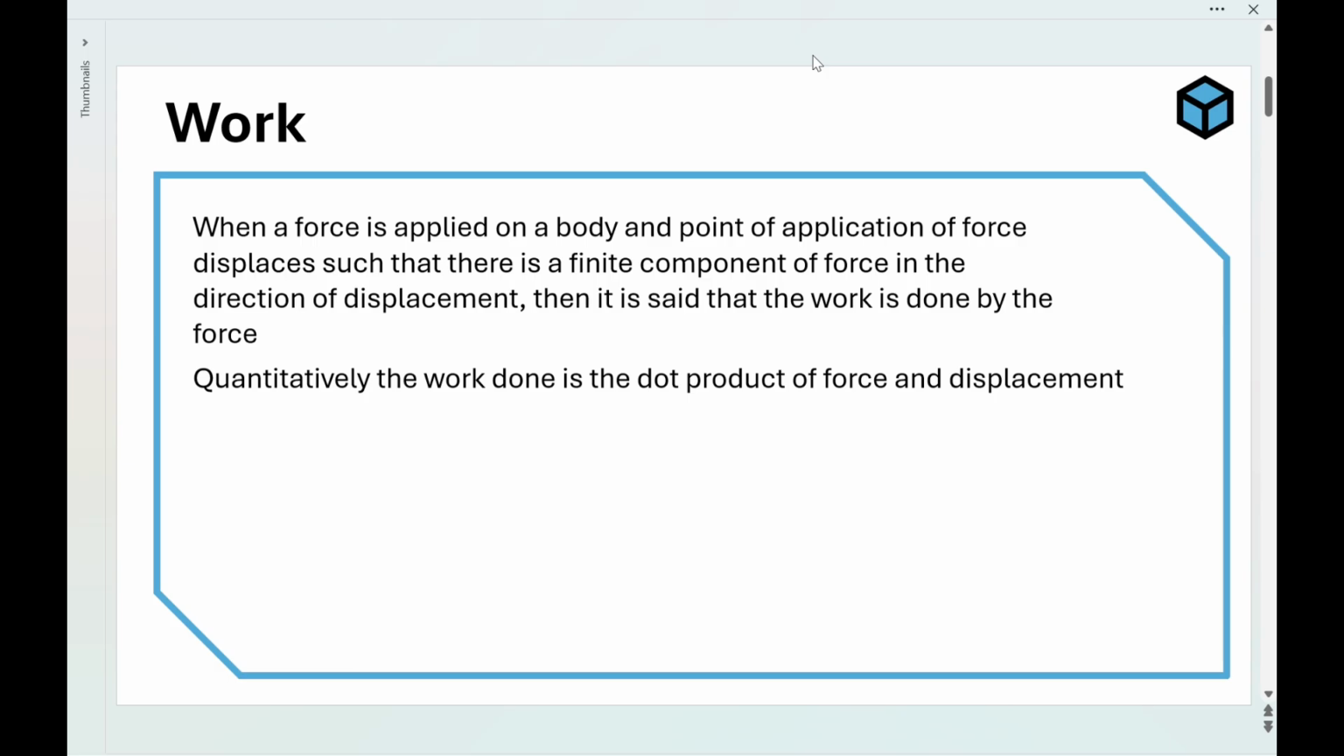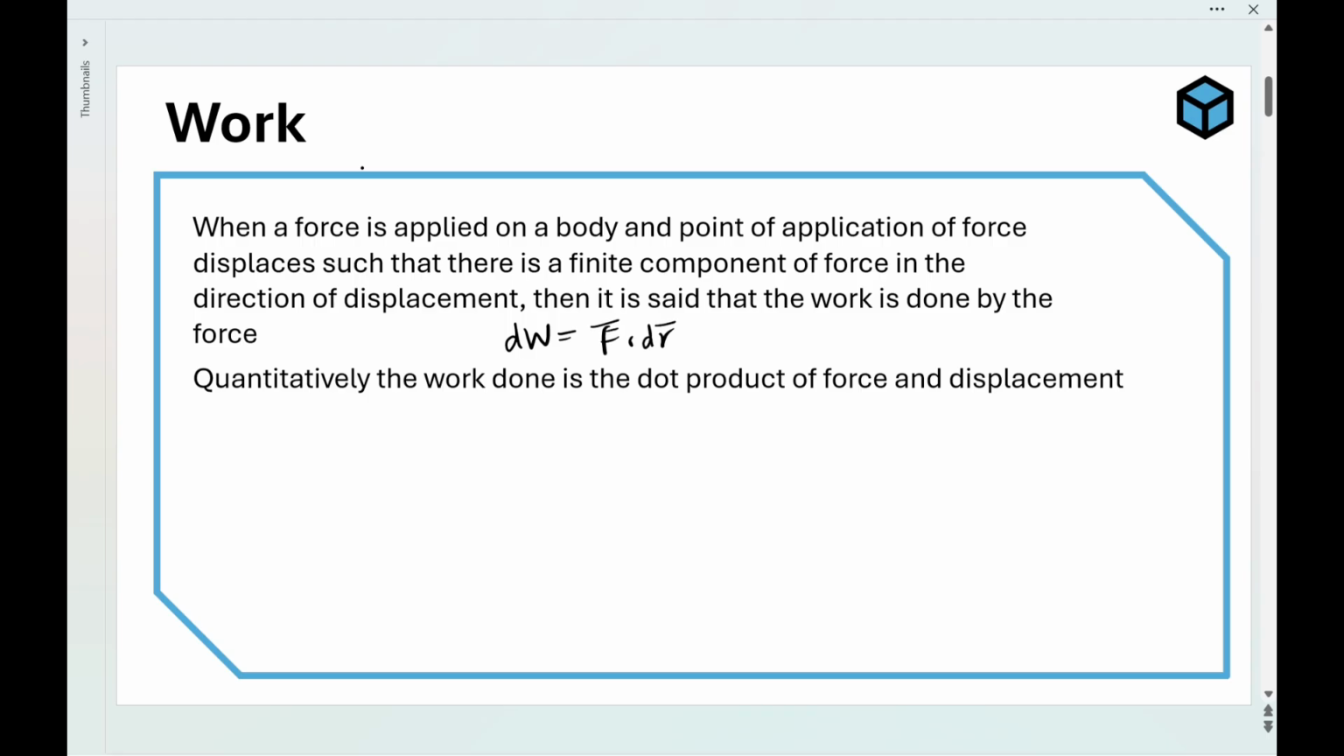When a force is applied on a body and the point of application of force displaces such that there is a finite component of force in the direction of displacement, then it is said that work is done by the force. Quantitatively, the work done is the dot product of force and displacement. So we can write for work, let's say some small work dW is equal to F bar dot dr bar.